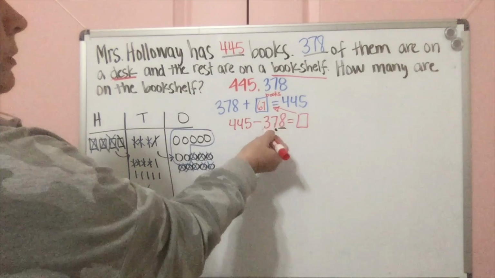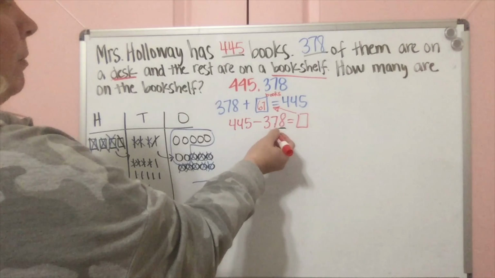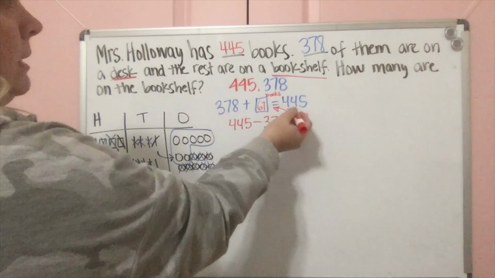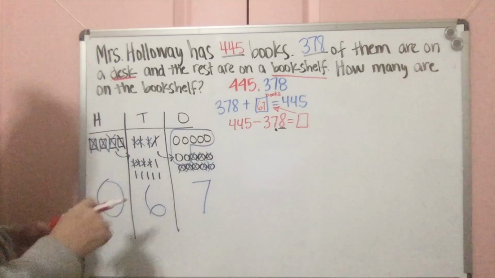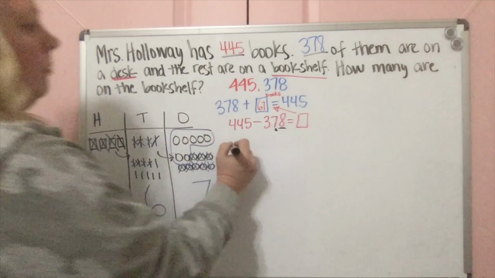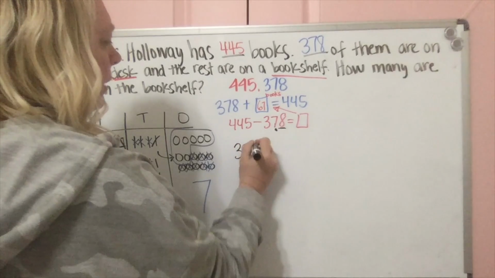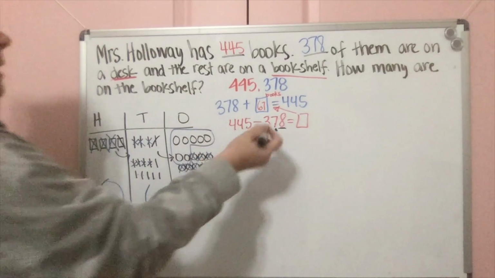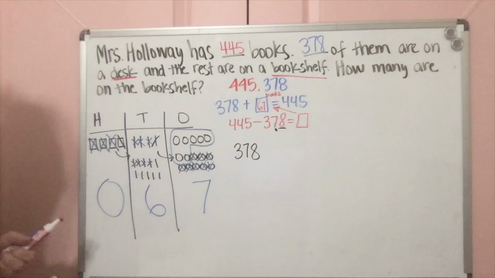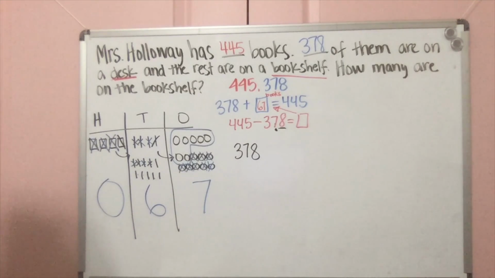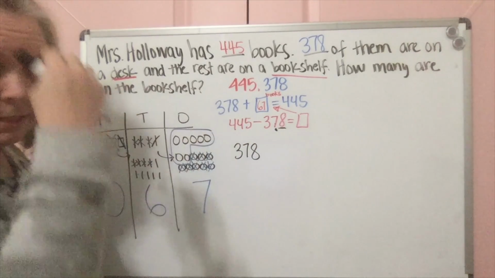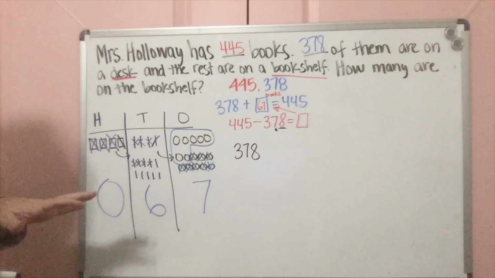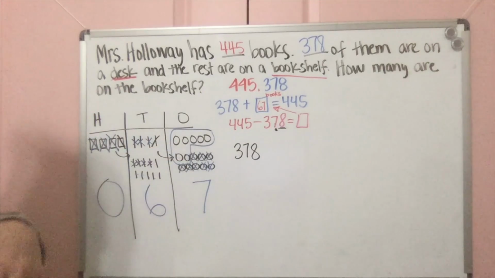So we're going to start with the smaller number, and we're going to add up to get to 445. We're going to start with 378. I'm going to write 378 right here. And we're going to add up numbers to get to 445 and see what we get. I don't like starting off with 378 and adding tens to that. It's a little confusing, so I try to look for the friendly number.